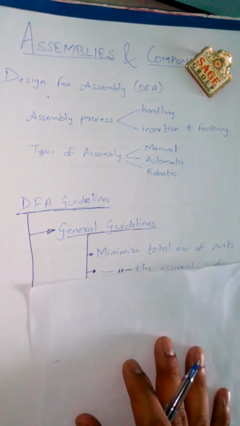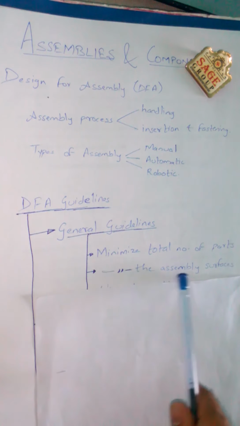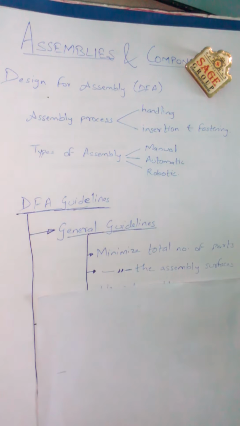The second general guideline is to minimize the assembly surfaces. How can it be done, and why is it required?